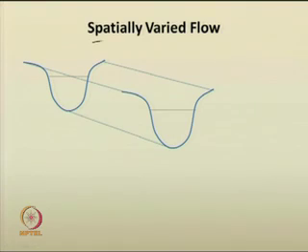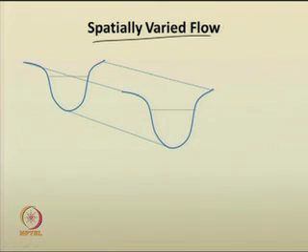So, the next topic which we are going to deal with is spatially varied flow. You have to understand what is meant by spatially varied flow. What is spatially varied flow? It is a type of non-uniform discharge that occurs in the channel due to the addition or deduction of water from the reach of the channel.